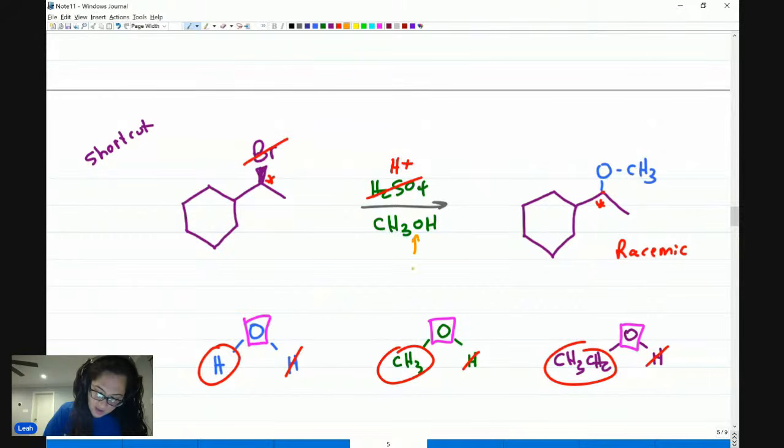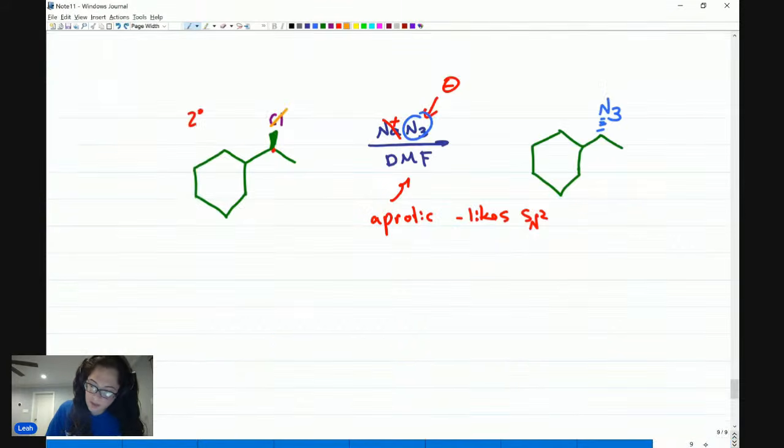Just notice that oxygen, that's your nucleophile, that's the hydrogen to deprotonate, that's the backpack. There's your shortcut, there's your product. This is chiral, so it is racemic because it's SN1. This one is chiral, but it is not racemic because we have an inversion of chirality, an inversion of configuration. The stereochemistry flipped because it's a backside attack.